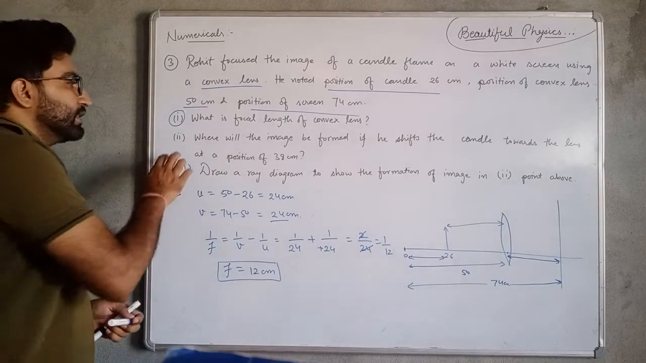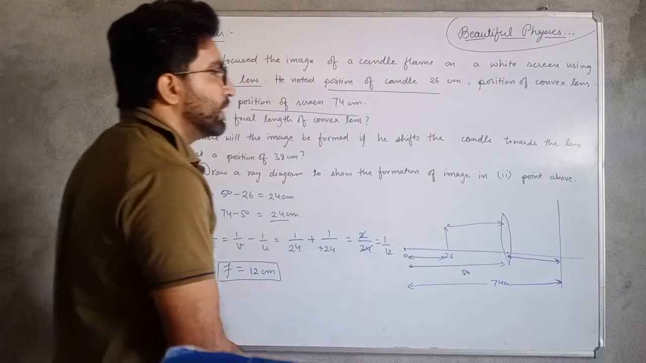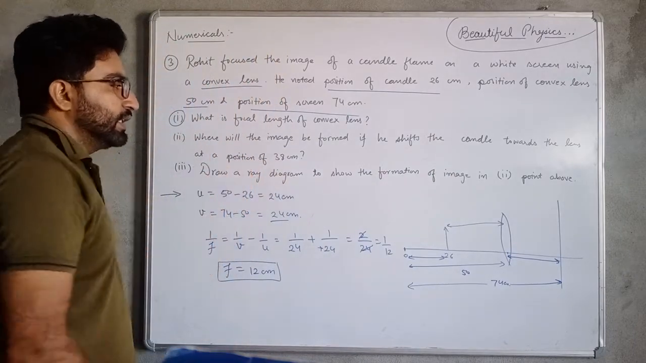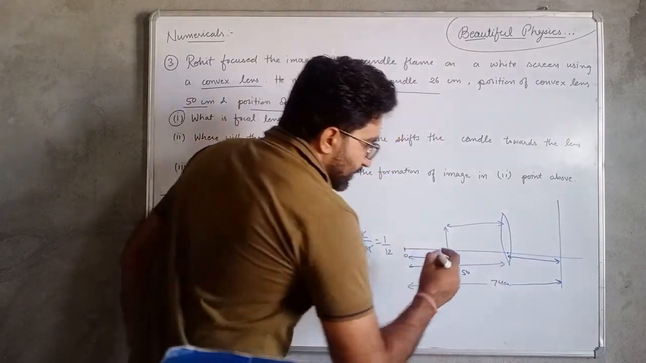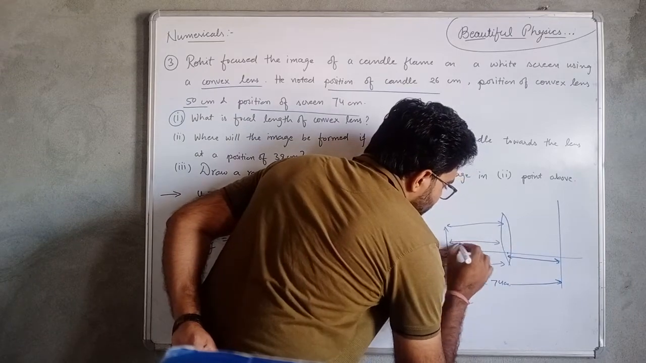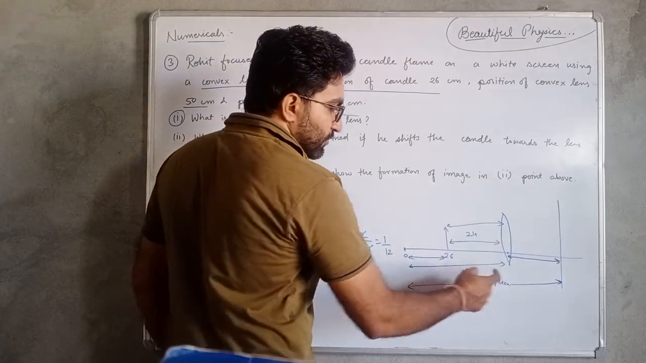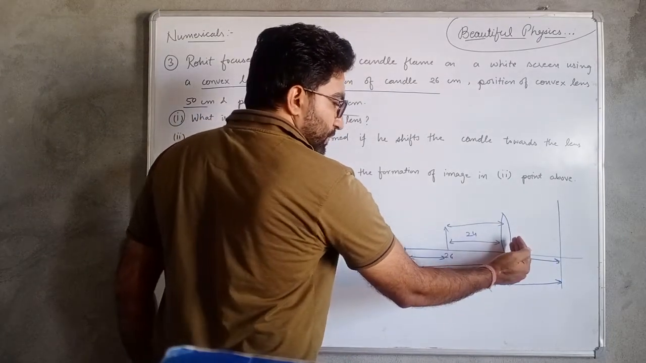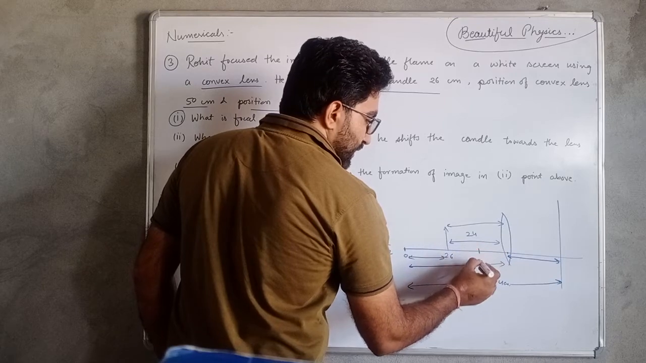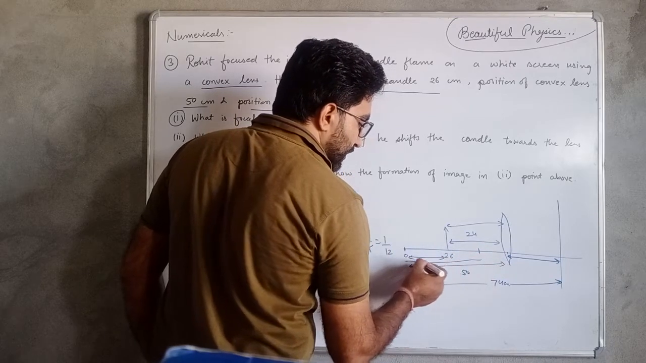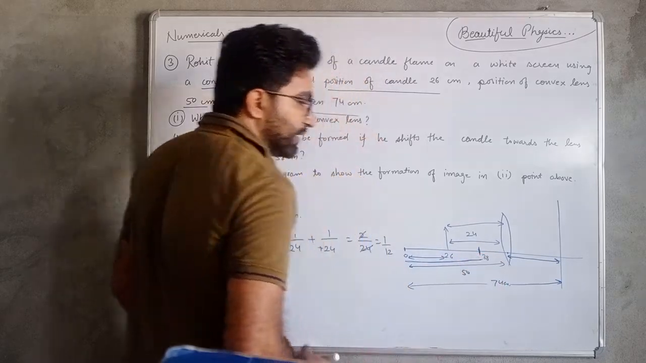In the next question it is given: where will the image be formed if he shifts the candle towards the lens at a position of 38 centimeter. Means, our lens initially was at a distance of 24 centimeter from the object, and the total distance from the origin was 50 centimeter. Now the lens is shifted towards the object, and the new position of our lens is at 38 centimeter.